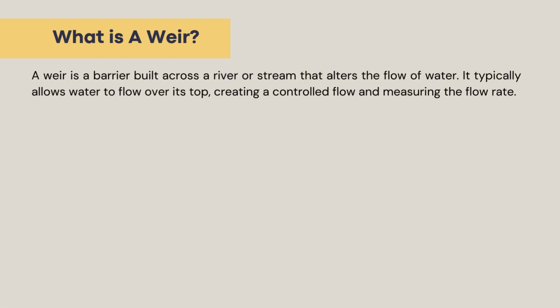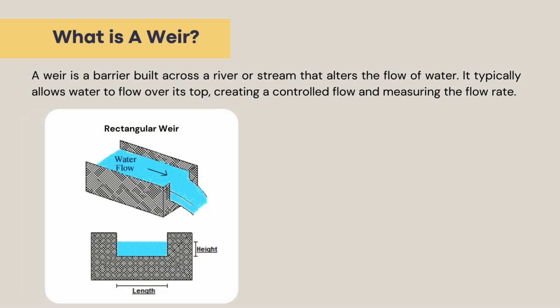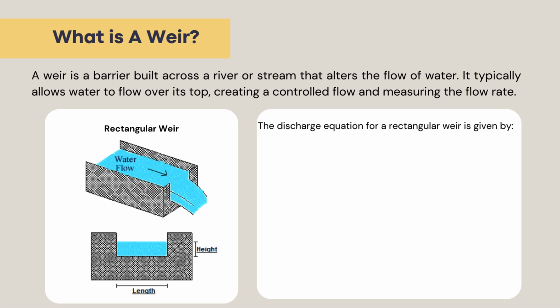Before we dive into solving the problem, let's understand the concept. A weir is a barrier across a river or stream that alters the flow characteristics of water. It typically allows water to flow over its top, creating a controlled flow and measuring the flow rate. Based on the illustration, which is a rectangular weir, the height of the weir determines how much water can pass over it, given a certain depth of water upstream, while the length is the width of the opening through which water flows. To determine the height of the weir, we will use the discharge equation for a rectangular weir.